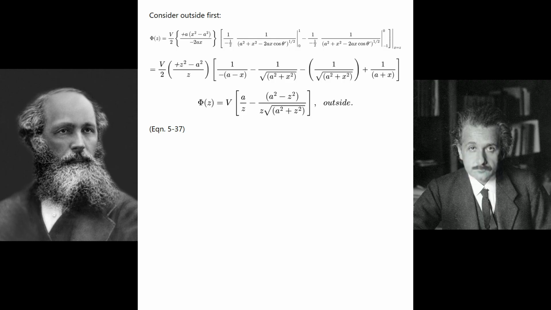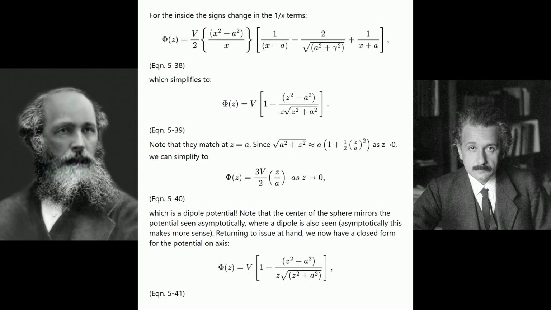See equation 5-37 that follows. For the inside, the signs change in the 1/x terms. See equation 5-38, which simplifies to, see equation 5-39 that follows. Note that they match at z equals a. Since the square root of a squared plus z squared almost equals a times 1 plus 1/2 times z over a squared, as z goes to 0 we can simplify to, see equation 5-40, which is a dipole potential.